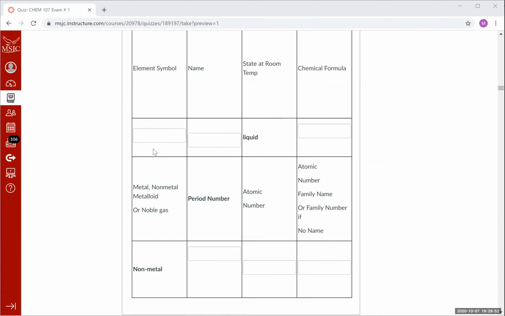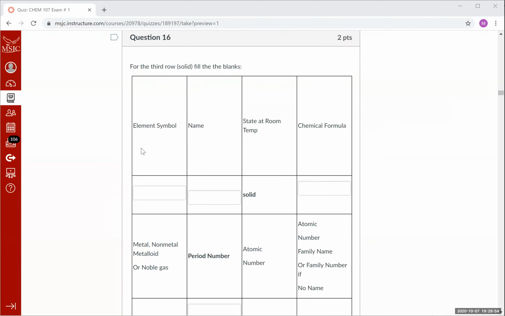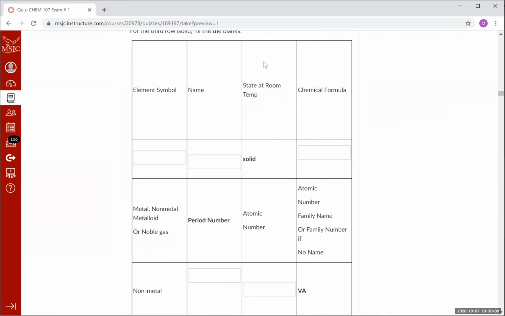So let's keep going and look at question 16. We're asked to fill in the following table, and we're given a solid non-metal that is group 5A. Solid non-metal group 5A. Phosphorus. Exactly right.